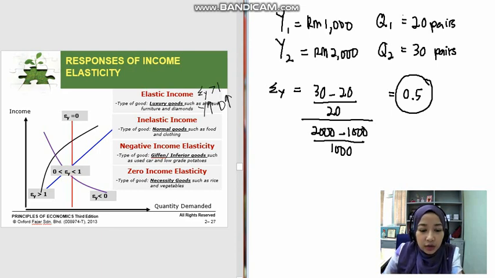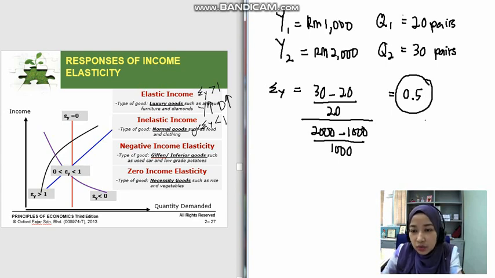Okay, and for inelastic income, when you calculate here, your answer will be between 0 to 1. So the example that we did just now, for the calculation here, your answer is 0.5. So it means that it is between 0 to 1.